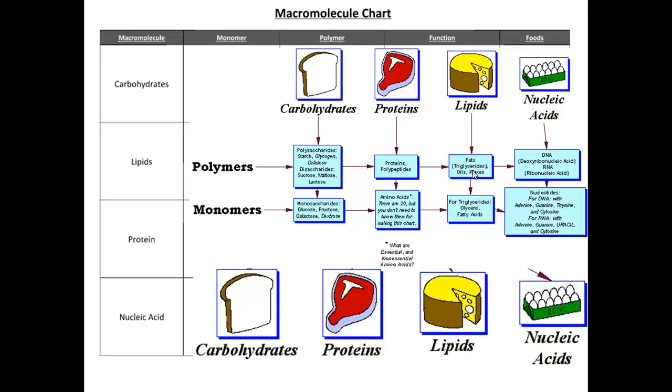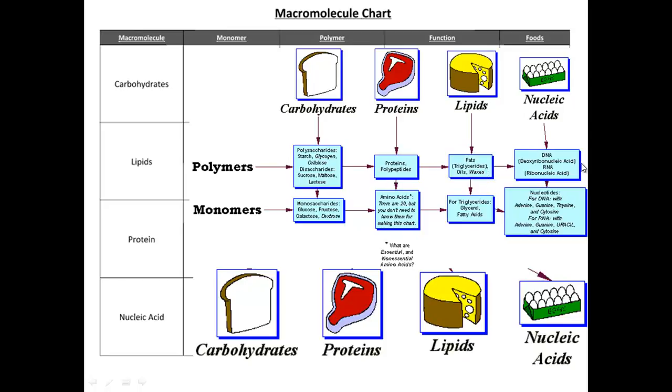Lipids, which are the fats, triglycerides, and they're basically oils and waxes. The triglycerides are made of glycerol and fatty acids put together, and we put those together to make oils and waxes. Oils are unsaturated, and waxes are saturated fat.